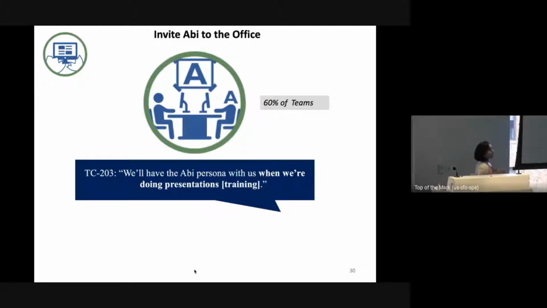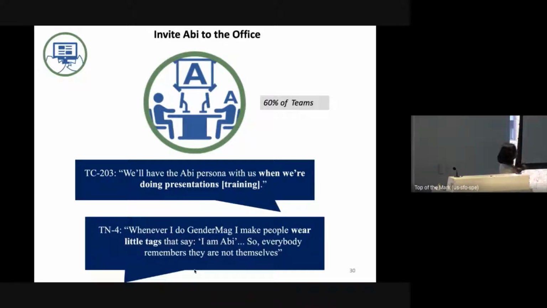Some would keep their slides or pictures of Abby, hang pictures of Abby or the persona on their cubicles. Another team said whenever they do GenderMag, they make people wear these little name tags that said, "Hi, I'm Abby," so that it helps you remember that it's not just you. You won't just go click on this, but what would Abby do? You're channeling Abby. Another team had also said that they actually have these name tags when they do the design discussion, so you can always channel Abby when making decisions of what your feature is allowing a user to do.